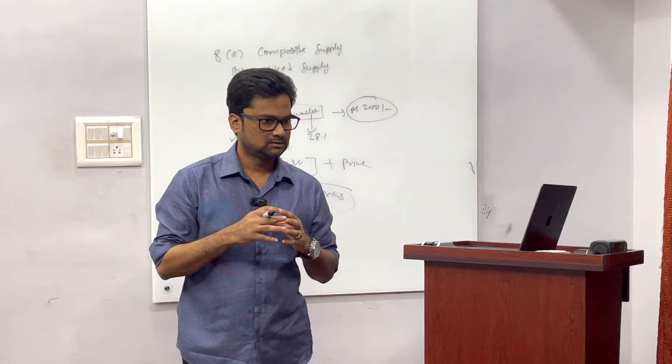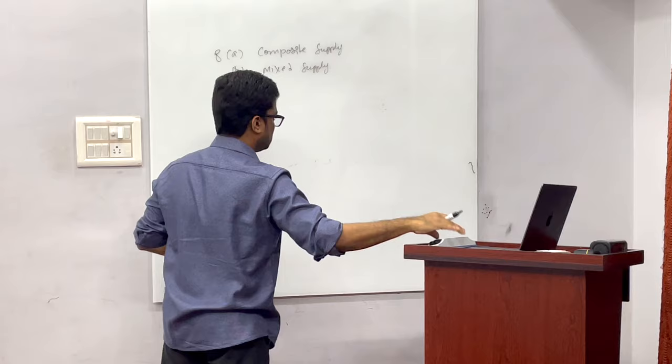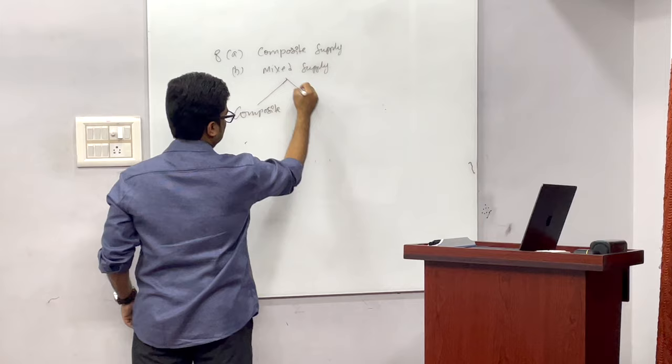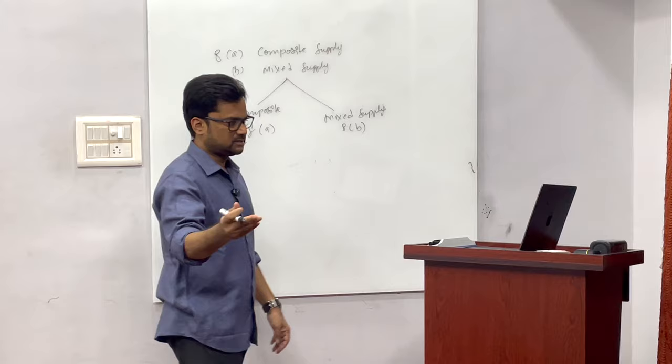These can be classified into two parts. One is called composite supply and the other is called mixed supply. This is dealt with by section 8A and this is dealt with by 8B. We will see what is 8A.